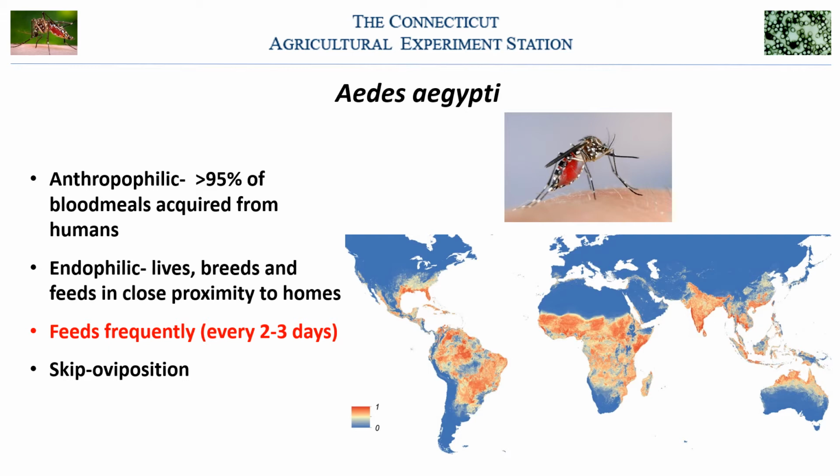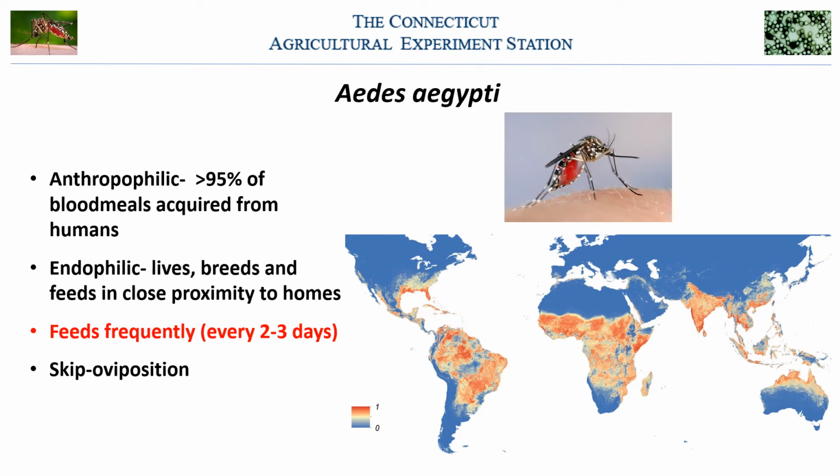it is the best vector to transmit arthropod-borne viruses, and it's the main culprit for the transmission of dengue, yellow fever, Zika, and chikungunya viruses. And the reason it's such a good vector is because it's anthropophilic, so that means that it really likes to feed on humans. In fact, 95% of its blood meals are acquired from humans. Also, it's endophilic, meaning that it likes to live, breed, and feed in close proximity to homes.